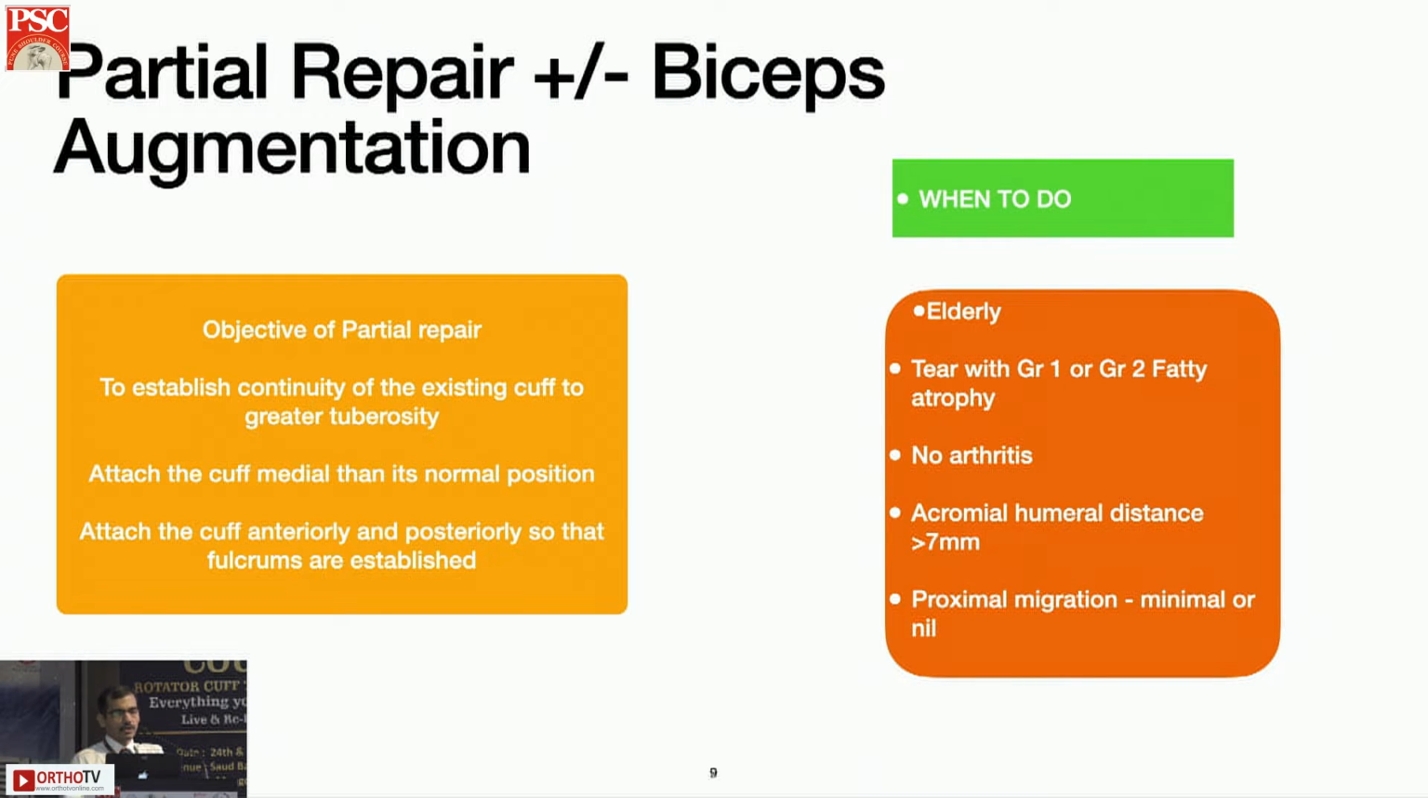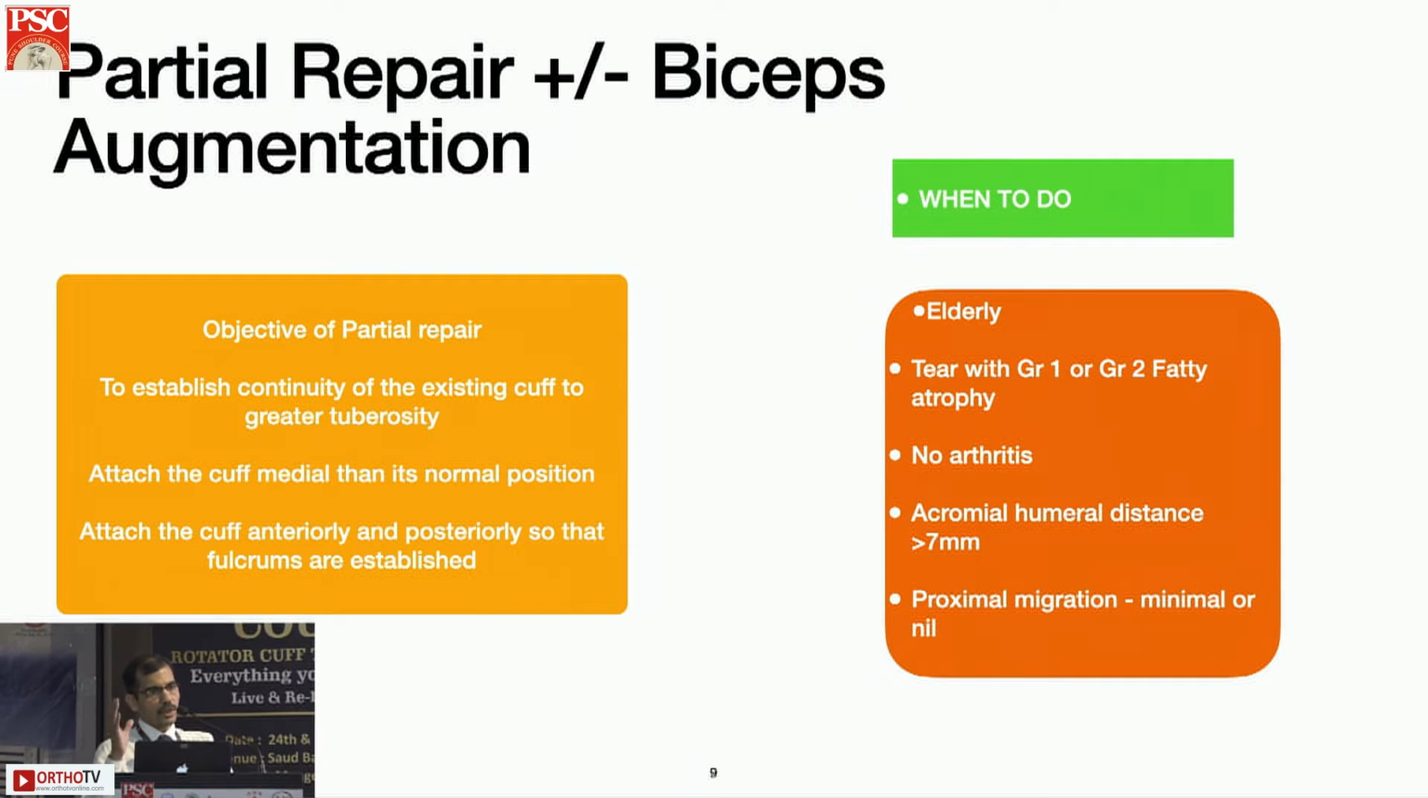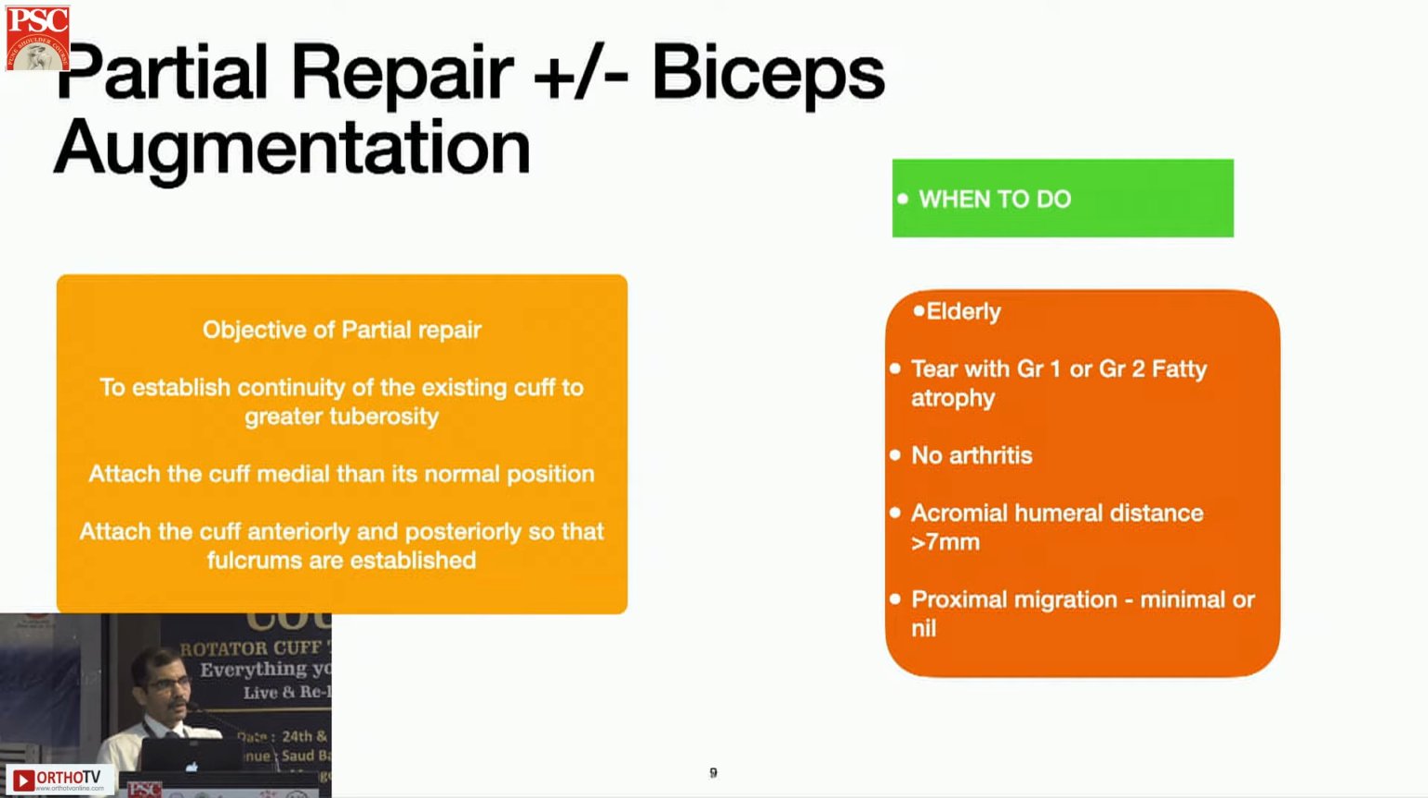And when to do this is in an elderly patient where there is a retracted cuff tear with grade 1 or grade 2 fatty atrophy, not grade 3 or 4, without evidence of arthritis and with reasonably preserved acromiohumeral distance and not very much proximal migration. These are the cases where you should think about doing a partial repair.